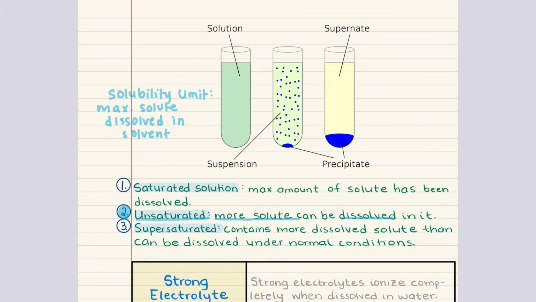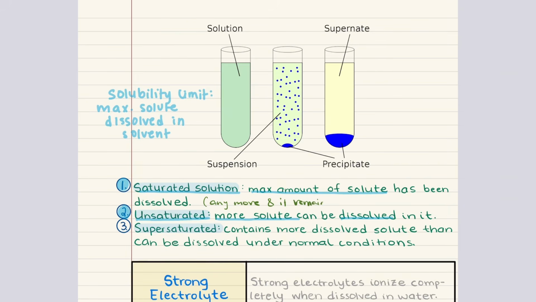On the other hand, when the solution reaches the point where no more solute can dissolve, we say that the solution is saturated. In a saturated solution, the solvent holds the maximum amount of solute that it can dissolve at that temperature. Now, if you went ahead and you added any additional solute, it's going to simply remain undissolved and it's going to settle at the bottom.